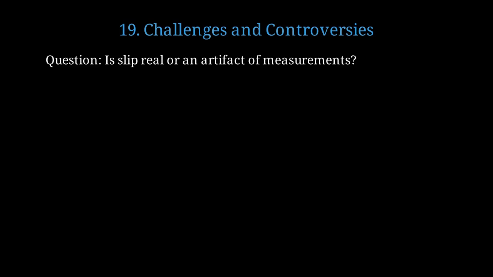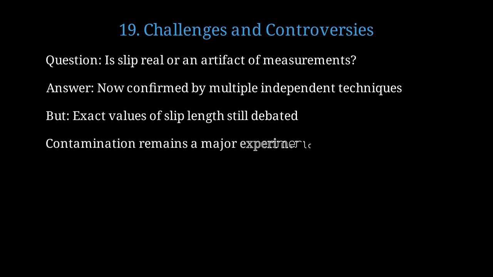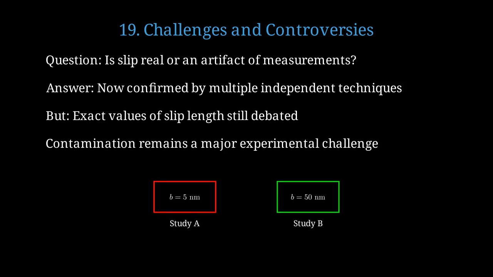The field isn't without challenges and ongoing debates. An important question that took years to settle: is slip real, or just an artifact of experimental uncertainties? The answer is clear now. Slip is real and has been confirmed by multiple independent experimental techniques and simulations. However, the exact values of slip length for specific systems are still debated, with different groups reporting different numbers. Surface contamination, even at trace levels, remains a major experimental challenge that can obscure true slip behavior. Different studies sometimes report slip lengths differing by a factor of 10, highlighting the challenges in making precise measurements.